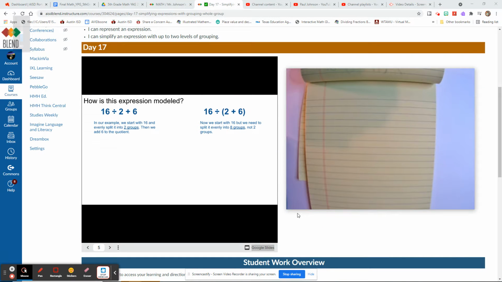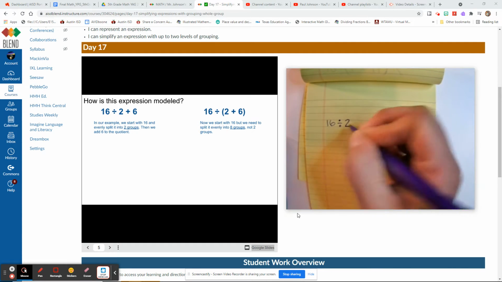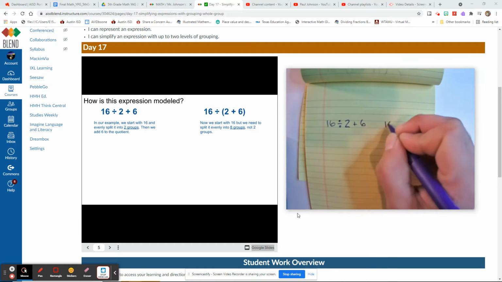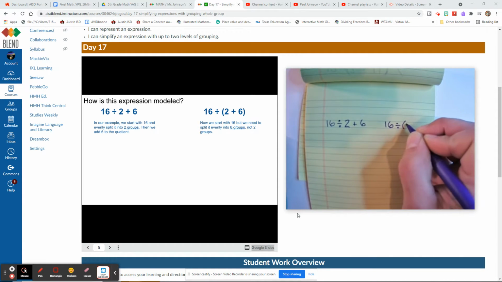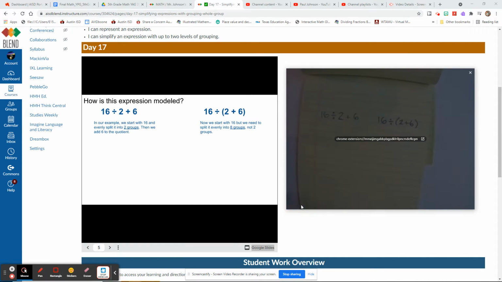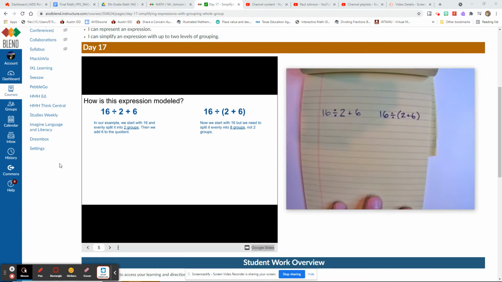Right, so let's finally finish this out. On one side, we have 16 divided into two groups, plus 6. On the other side, we also have 16, but this one says divided into the sum of 2 plus 6. So you see how I kind of worked it out with words? That's kind of setting up your expression.